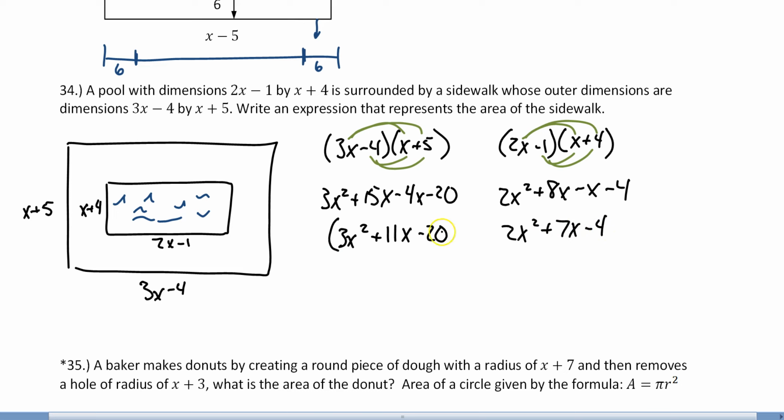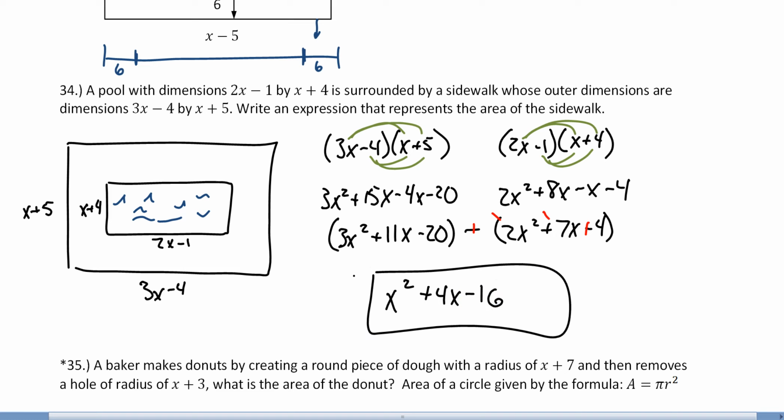And now I want to subtract these two polynomials. I'm going to change subtraction to adding the opposite. And now it's just a matter of combining like terms. So I combine the like terms. That gives me a 1x squared, a plus 4x, and a minus 16. That's what it looks like. Okay? So that represents the area of the walkway.